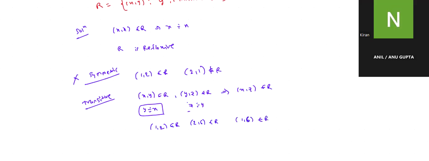Because you write a statement, that is enough. If x, y belongs to R, that means y is divisible by x. y comma z belongs to R means z is divisible by y. Clearly, z is divisible by x, basically. होगा ही होगा. Right. Okay.